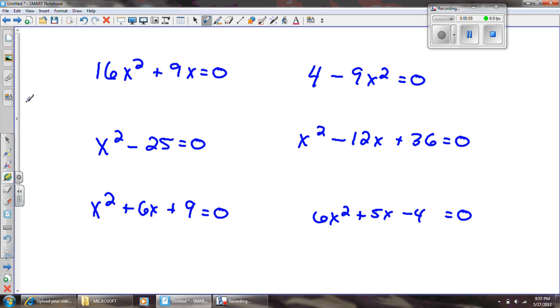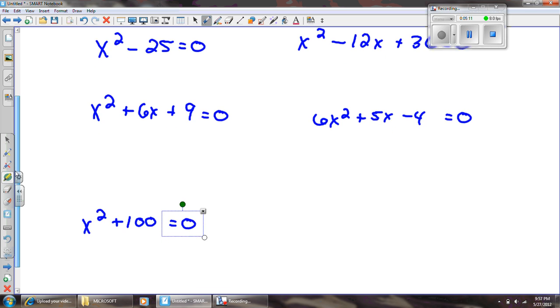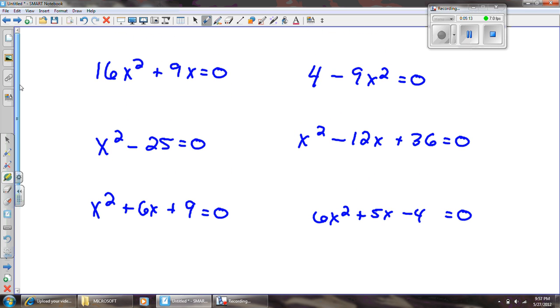So, actually I think I've got a couple problems hidden down there. Yeah, there's one more problem hidden down there. Okay, so I'm going to solve all these by factoring if possible. All right, well this first one I'm going to factor. It looks like the only thing I can do is factor out an x. And that's going to leave me with a 16x plus a 9. That's going to equal 0.